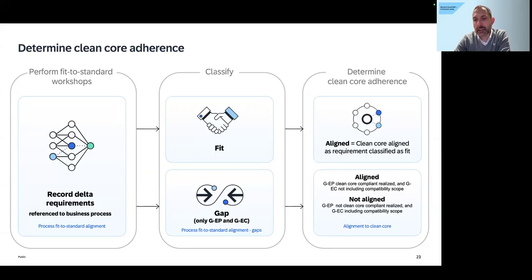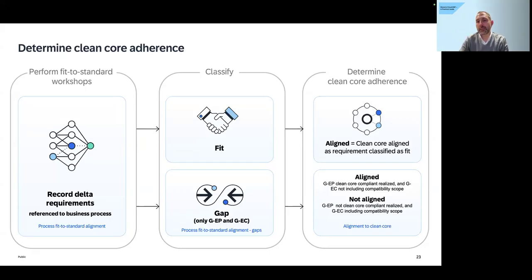and then the understanding whether these gaps can be aligned with a clean core principle or that they cannot be aligned, so that they're requiring either extensibility mechanisms, such as I need to make a business modification, or that I, for example, need to use compatibility scope, because that's what's being asked. This is more from the configuration point of view, says that then I'm not aligned. So those KPIs are the ones that drive it.